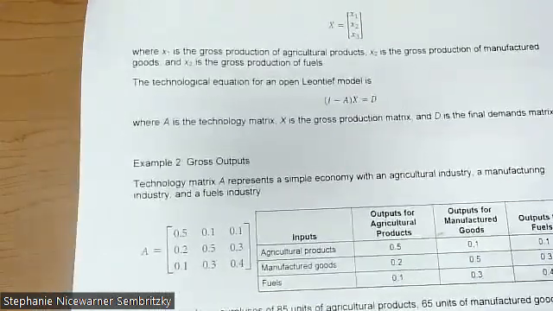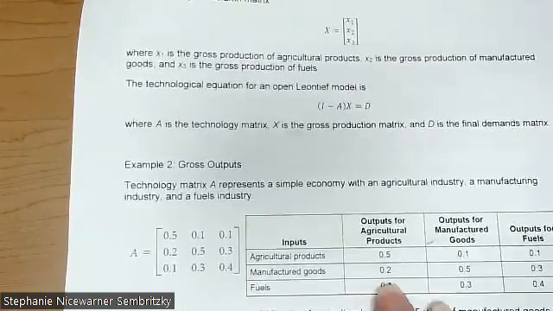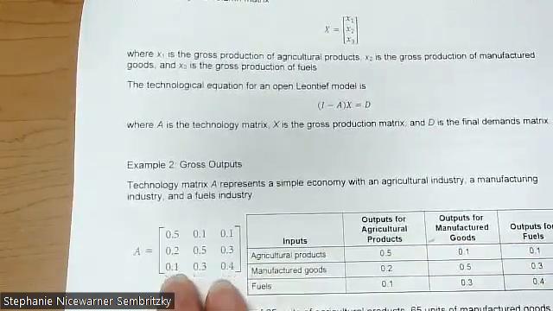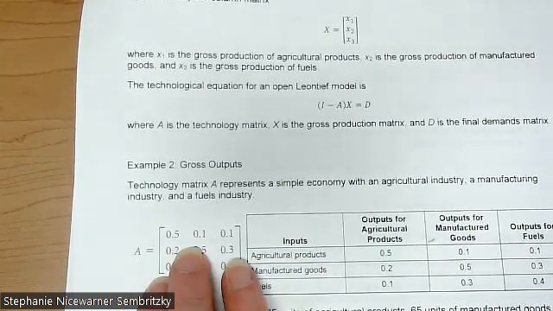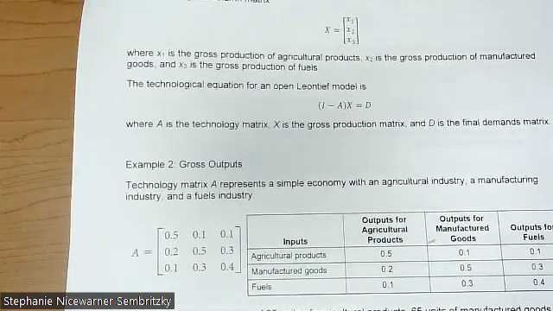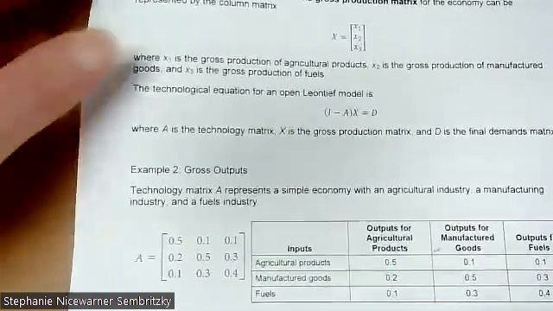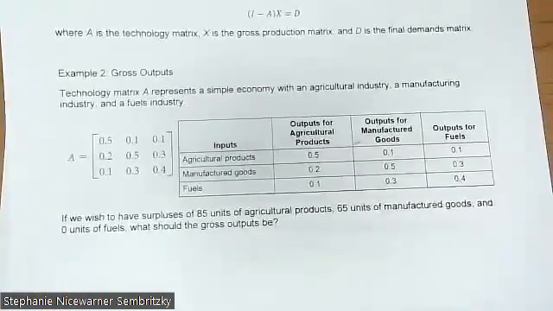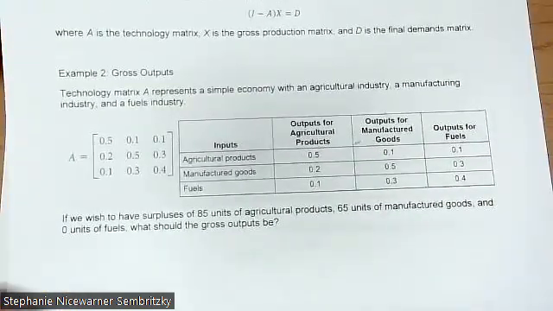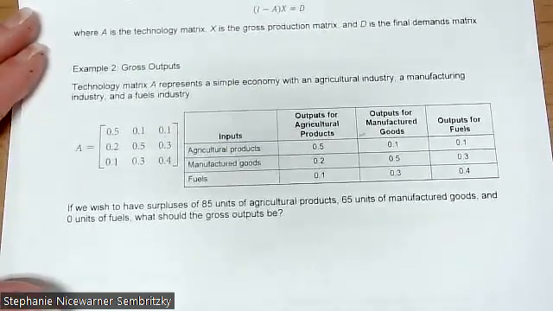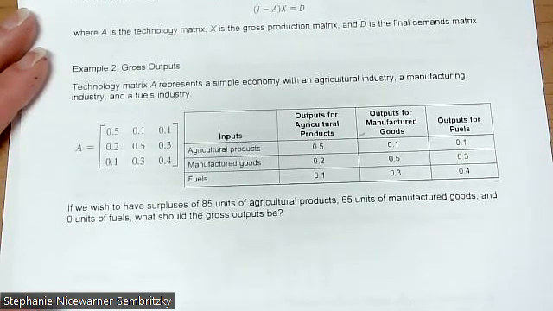So let's take a look at what we have here. So this is that chart we were looking at. If we change it to a matrix, here it is, 0.5, 0.1, 0.1, 0.2, and so forth. If we wish to have a surplus of 85 units of agricultural products, 65 units of manufactured goods, and 0 units of fuel, what should the gross outputs be?